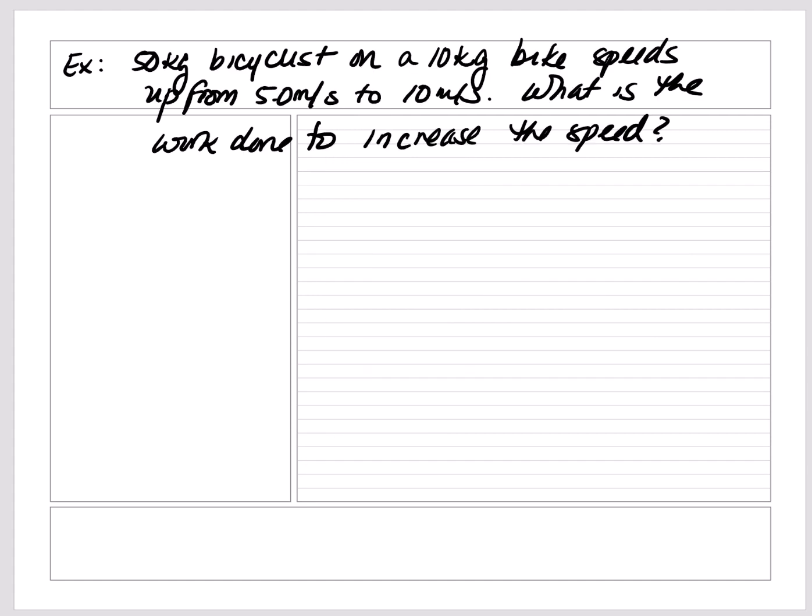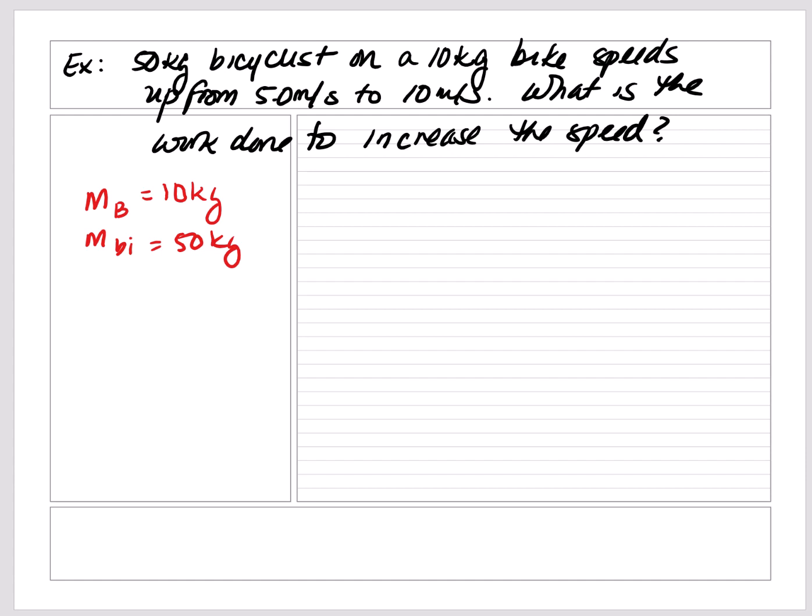The first problem we're going to do is the following. A 50-kilogram bicyclist on a 10-kilogram bike speeds up from 5 meters per second to 10 meters per second. What is the work done to increase the speed? The first thing you should do is identify the variables. So we have a mass of the bike as 10 kilograms. We have the mass of the bicyclist as 50 kilograms.